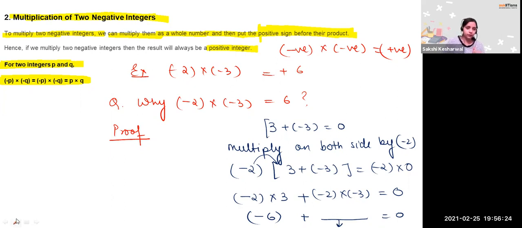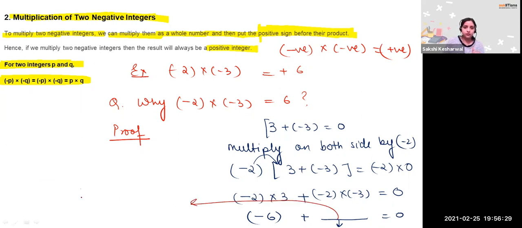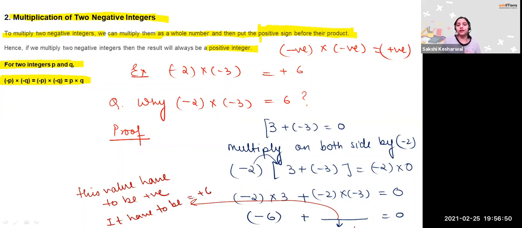I'll use a different color pen. This value has to be what? Beta, positive? Yes or no? And what positive? It should be a positive number, but it cannot be 3, it cannot be 4, it cannot be 8, it cannot be 10. It has to be positive 6. That is why from here you get the answer as negative into negative is what? Beta, positive. So this is kind of proof, right?